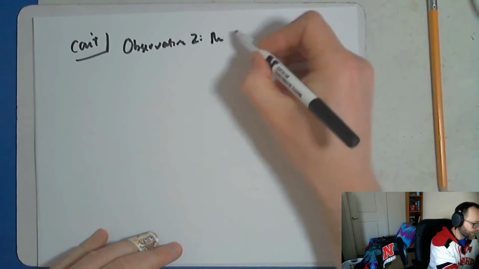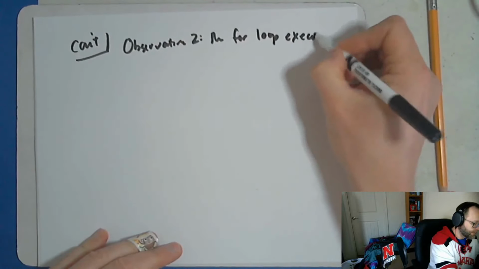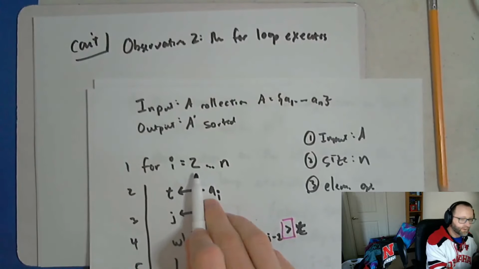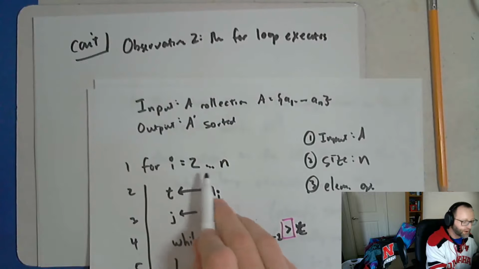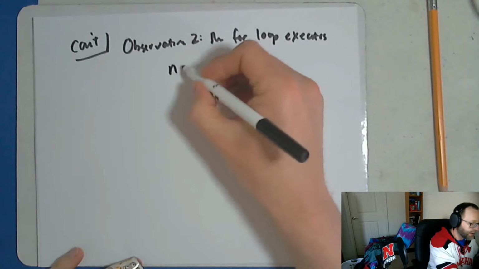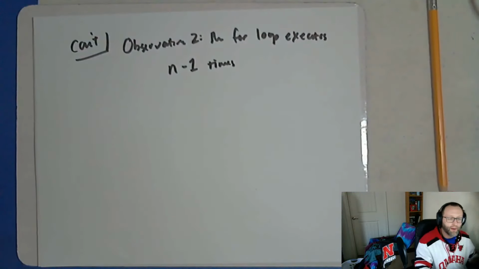The for loop executes. Now we don't even really have to think about this at all. If we go back all the way to the pseudocode over here, it executes for I being 2, 3, 4, 5, all the way up to n. It executes n minus 1 times. And it executes n minus 1 times because we skipped that first one.